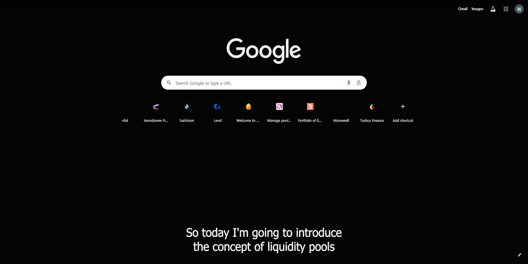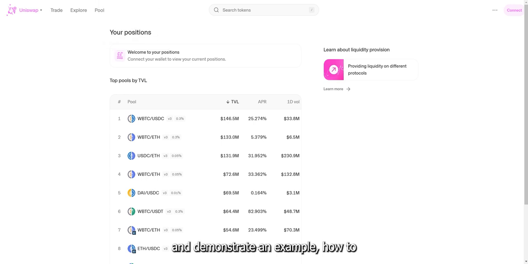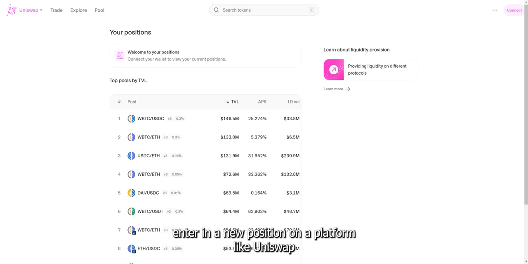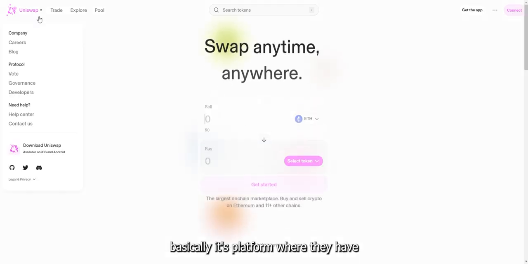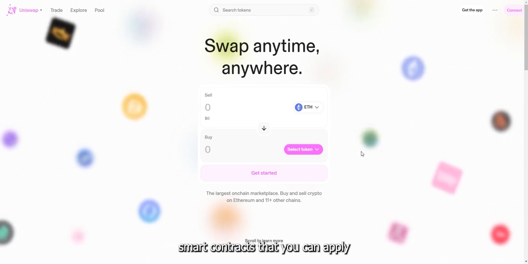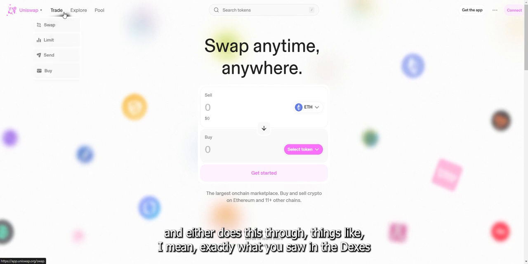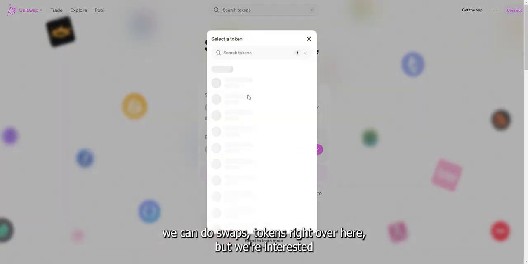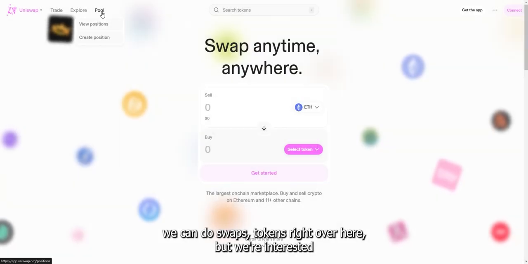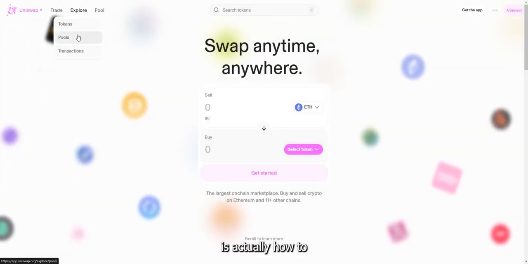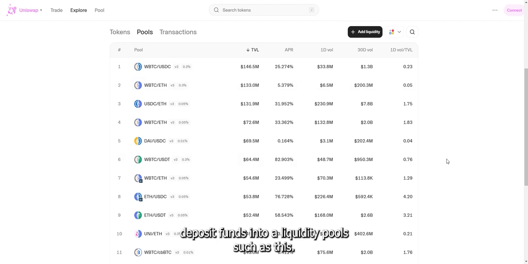So today I'm going to introduce the concept of liquidity pools and demonstrate a full example of how to enter into a new position on a platform like Uniswap. Uniswap is a platform with smart contracts, and it does this through things like exactly what you saw in the DEXs, where you can swap tokens. But over here, what we're interested in is how to deposit funds into a liquidity pool such as this.